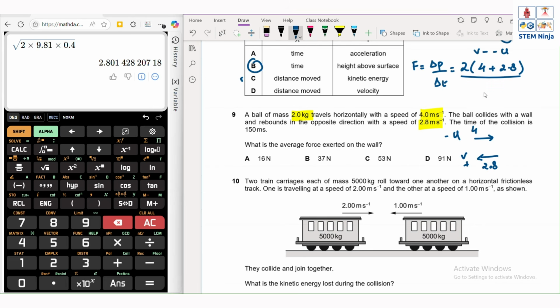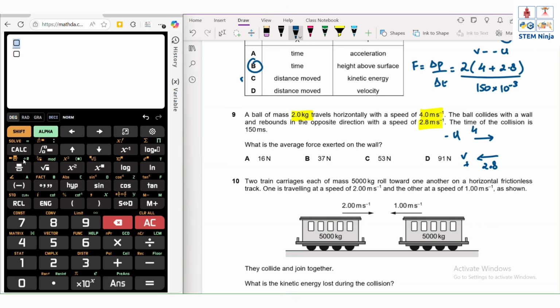Divided by a change in time, that is 150 milliseconds. So 150 times 10 raised to power minus 3. So 2 times 6.8 divided by 150 times 10 raised to power minus 3. That gives 90.66, so roughly about 91.